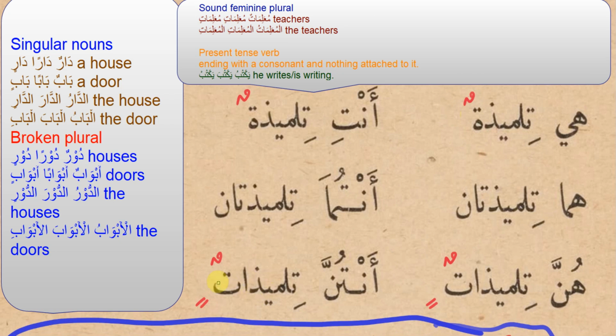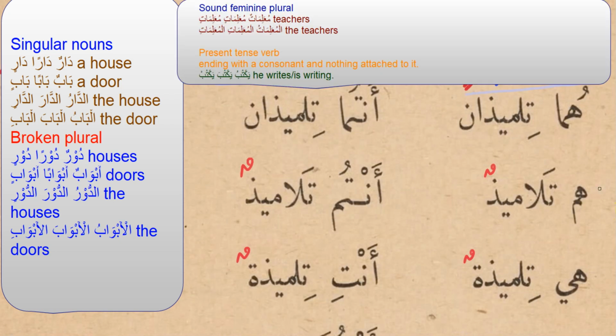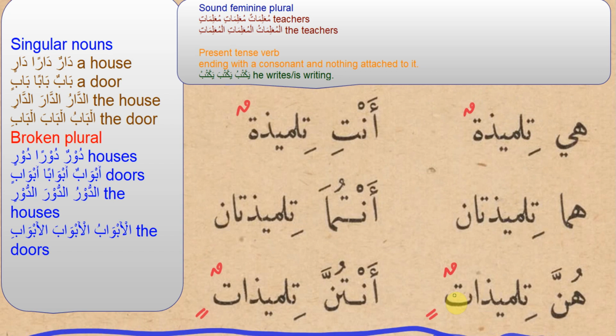So tilmidatun. But notice here I did not put the an, the nasb, because of what I just discussed, that the sound feminine plural does not take this an sound here. So this is here tilmidatun or tilmidatin in any case. So if I say رأيت tilmidatin, I don't say tilmidatan as I would usually say. So that's just a quick reminder of it.